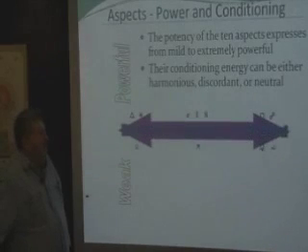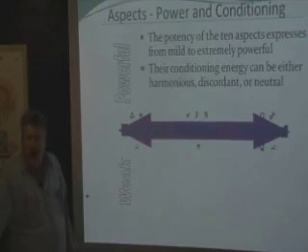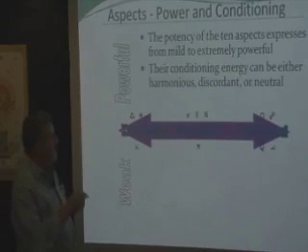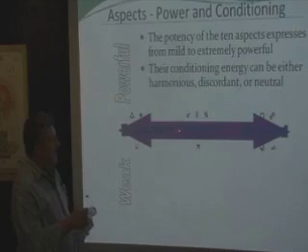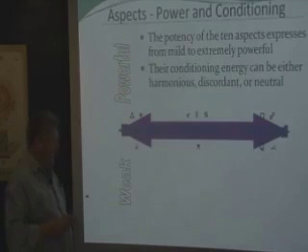They have conditioning energy, which can either be harmonious, discordant, or neutral. Basically, harmony means adds pleasure. Discord means adds pain. Neutral is none of the above. So, we're measuring in two ways. Horizontally, from harmony, neutral through discordant. And we're measuring from aspects that are weak or mild in their expression on up to aspects that are powerful.